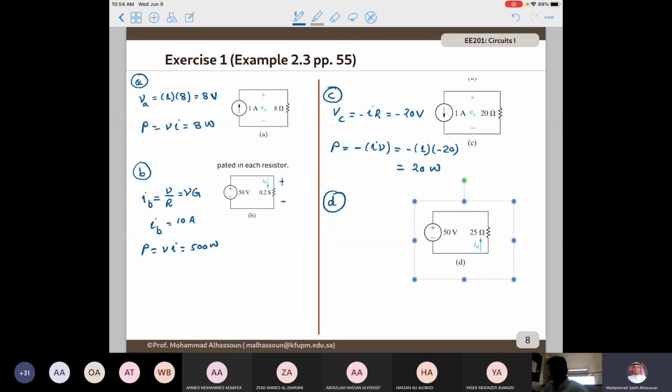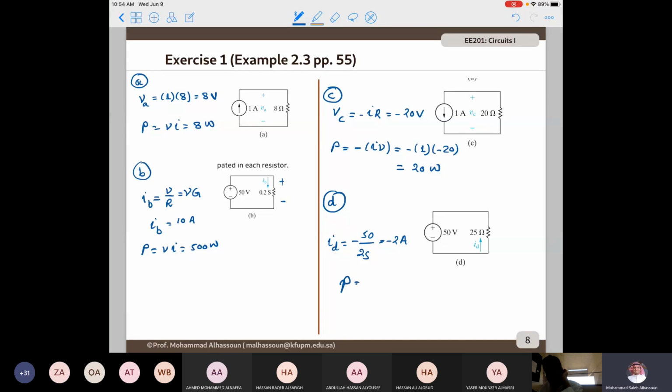Okay, let me find your name. Hassan Sayer. Yes, doctor. ID, what is it? The I will be V over R, and it is negative. Okay. So ID is minus 50 over 25. Minus 50 divided by 25, which is minus 2 amperes.